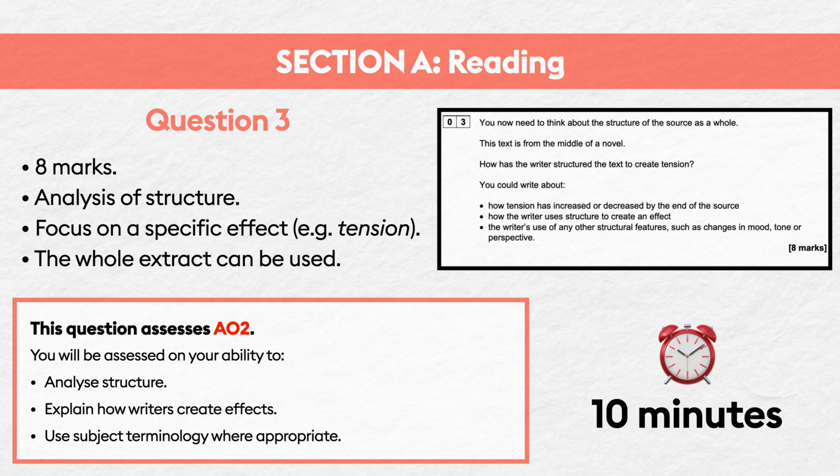You should spend around 10 minutes on this question. Think about how the text is organised from beginning to end. You might comment on what the writer focuses on at the start, how that focus changes, how tension rises or falls, how the pace changes, or how the ending creates an effect. The most important thing is to stay focused on the specific effect named in the question.